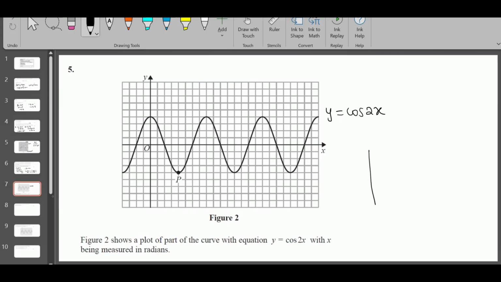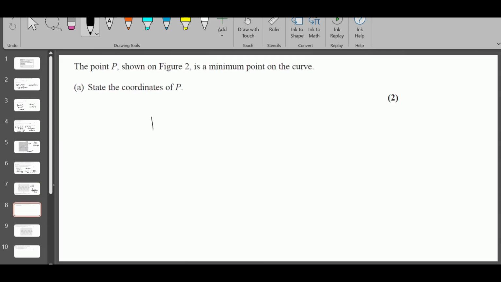When you compare it with the original cos x, the cos x is this. In radians, this is pi over 2. This is pi. So the point P was here. It's pi comma minus 1. But when you apply this transformation, you need to divide the x coordinates by 2. So it's P of pi over 2 comma negative 1. Just mention this, you will be given 2 marks.